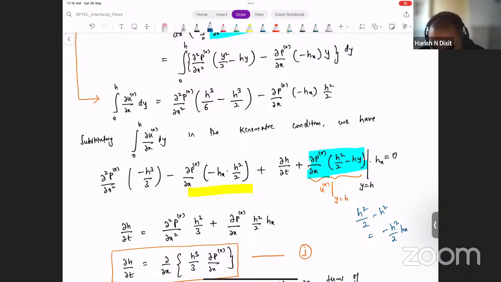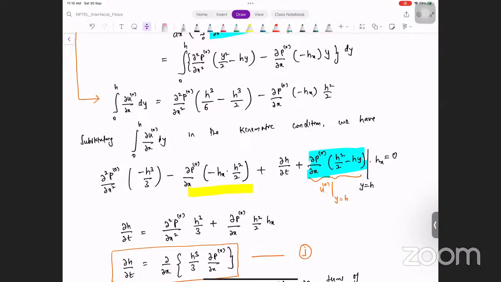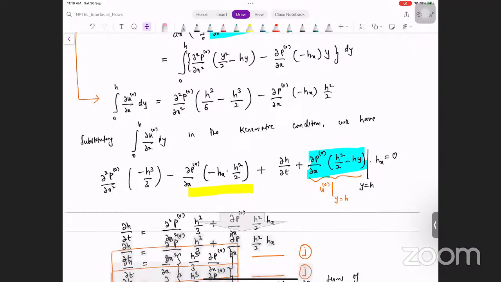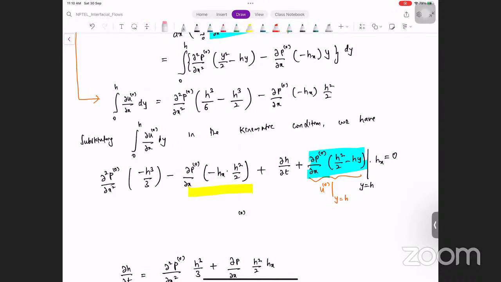Minus x square by 2 times hx times del p by del x. So this essentially whole thing becomes the second term. I'm just trying to evaluate the second term. Let's do that quickly over here. Okay. So let me do that again.